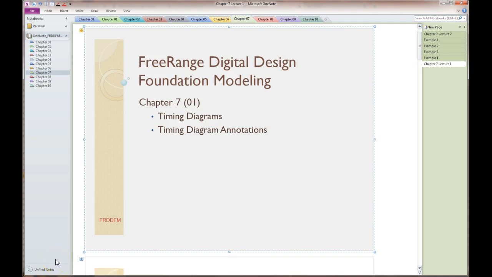This is Free Range Digital Design Foundation Modeling, Chapter 7. So last chapter we got into actually doing some design. This chapter we're going to talk about some support mechanisms for design, namely timing diagrams. Very important in many aspects of digital design.